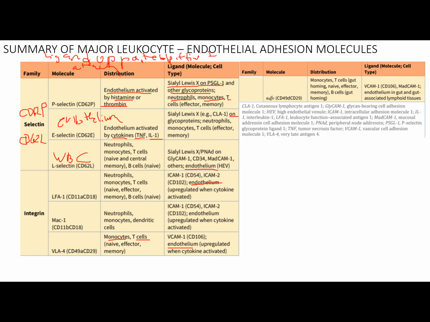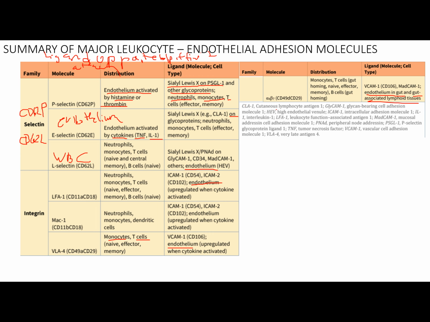Then we have your alpha 4, beta 7. This is known as your CD49D, CD29. Then we have in distribution, they are found in monocyte, T cell, naive effector, B cell. Now, ang ligand nila class is yung VCAM-1 and yung MADCAM-1. Found also in the endothelium sa gut and gut-associated lymphoid tissue. And then ito yung mga meaning class ng mga ligands nila and other shortcut names.